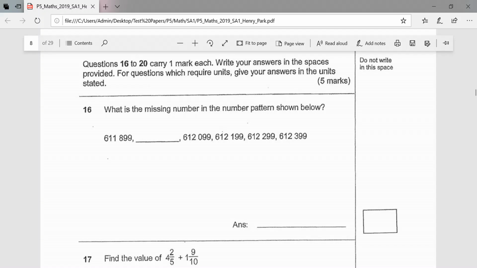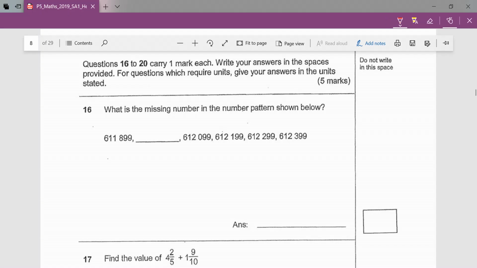What is the missing number in the number pattern shown below? As you can see over here, this is 612299, this is 612399. The previous number before that will be 612199, which I think by now is quite clear to you that it has been increasing by 100. This is a fixed interval number patterns question. So over here, if I add 100, I'm just going to get 611999. This is your answer.